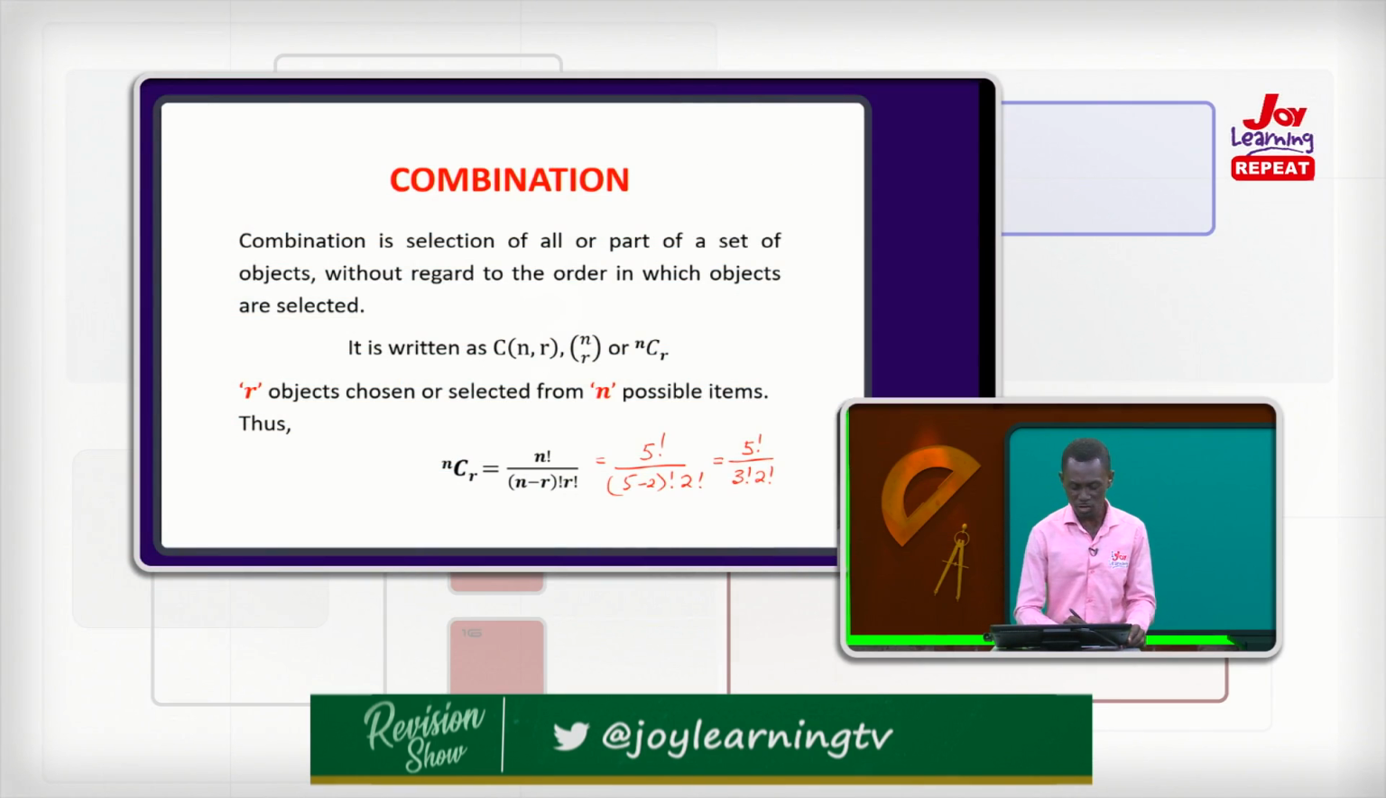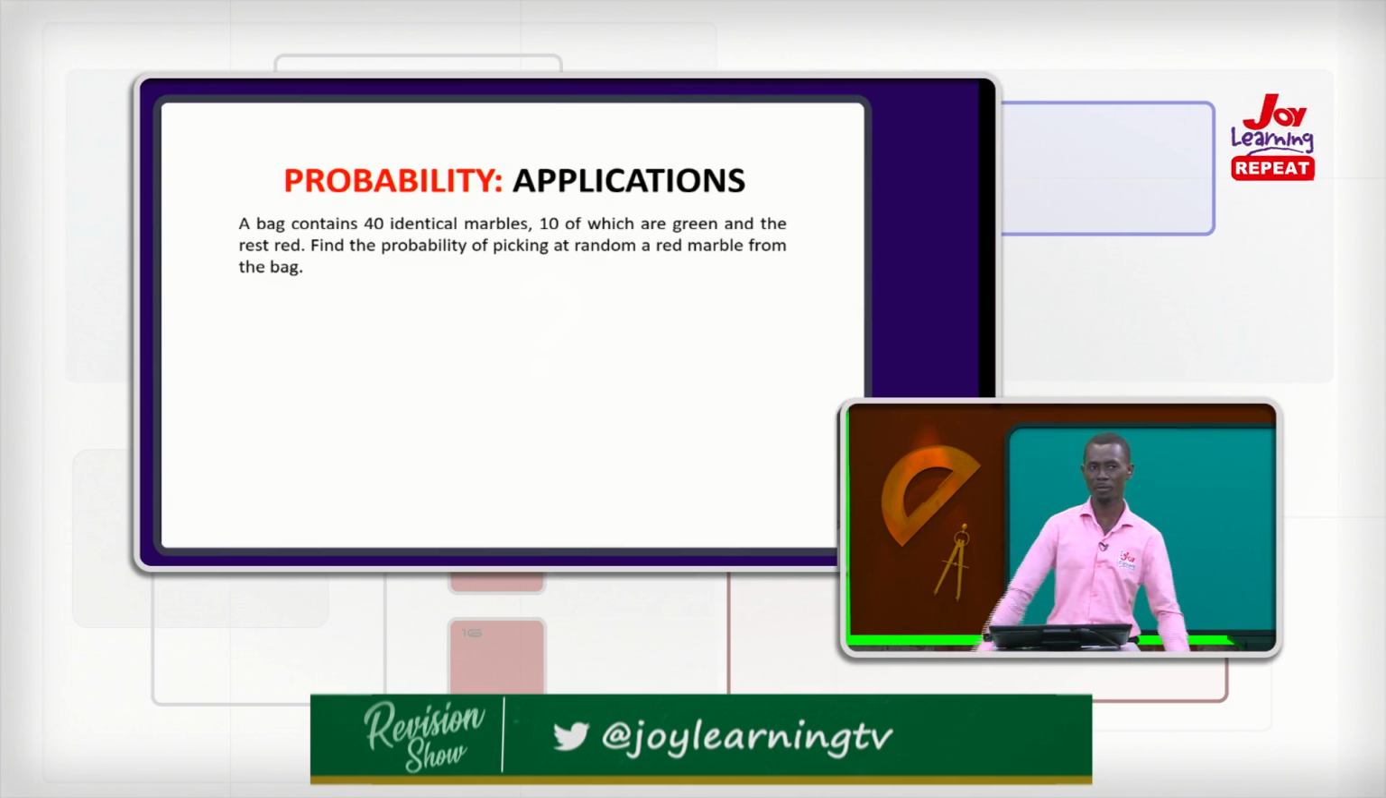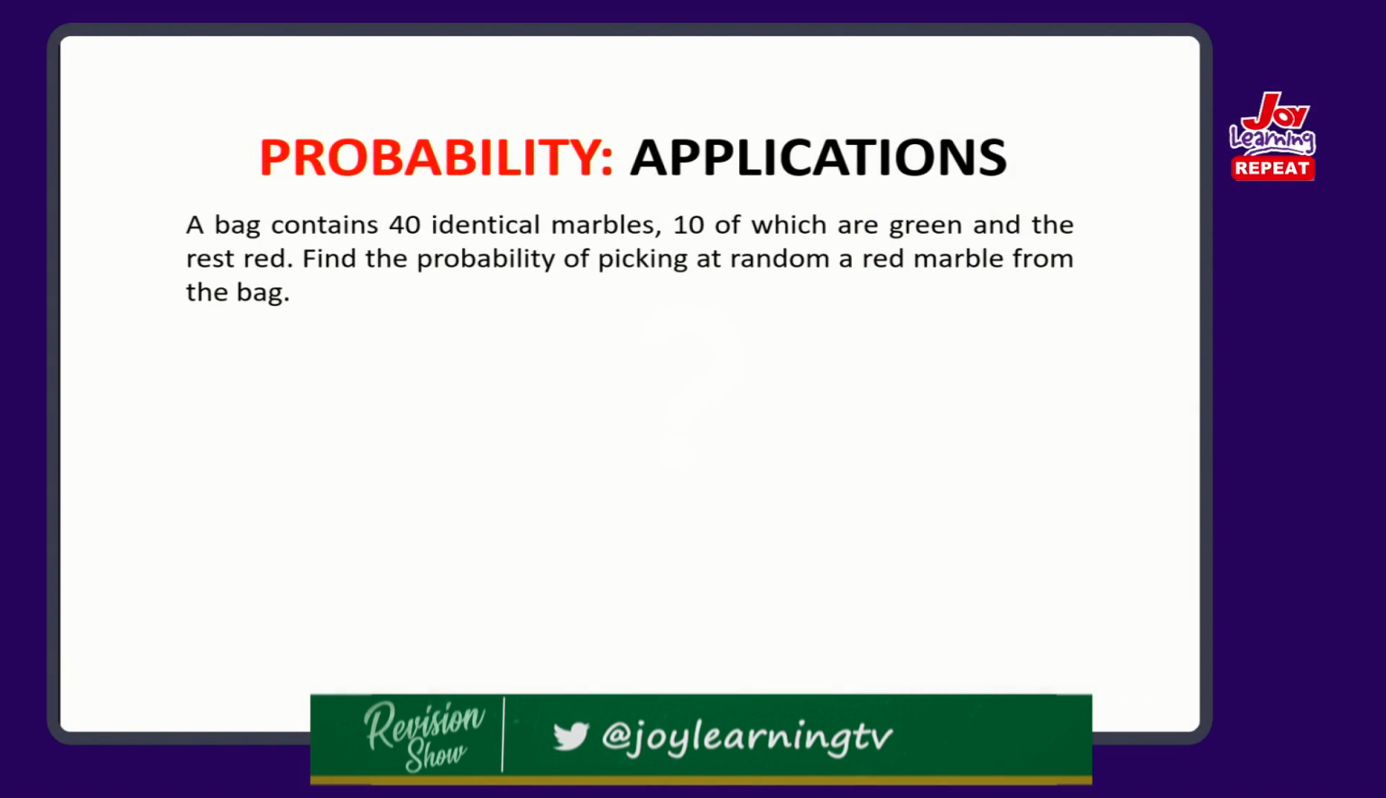So let's try some applications of all we have learned. Look at this problem. A bag contains 40 identical marbles. Note the word identical. It's like saying unbiased, fair. They're identical. 10 of which are green and the rest are red. Find the probability of picking at random, notice our words, a red marble from the bag.